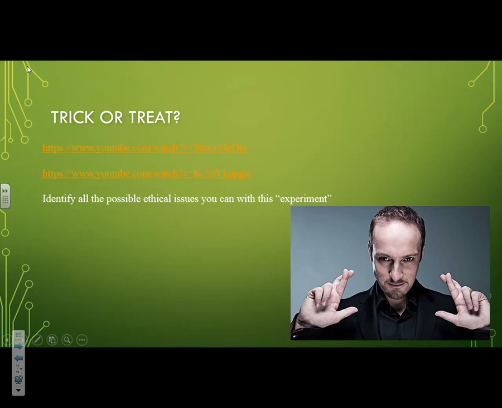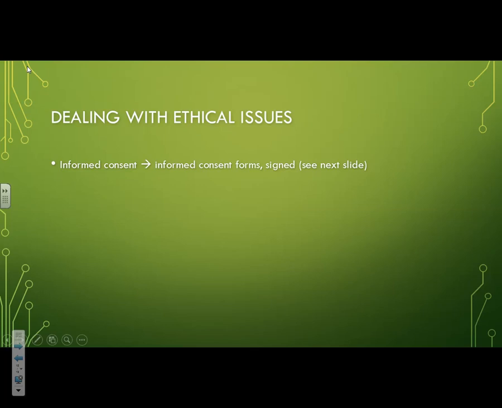If you would like to, we should go over this in lesson. You can watch the 2 YouTube videos which are about Darren Brown, hence the picture, and identify all the possible ethical issues you can with this experiment. So if you follow the link, watch the YouTube videos and identify all the possible ethical issues.